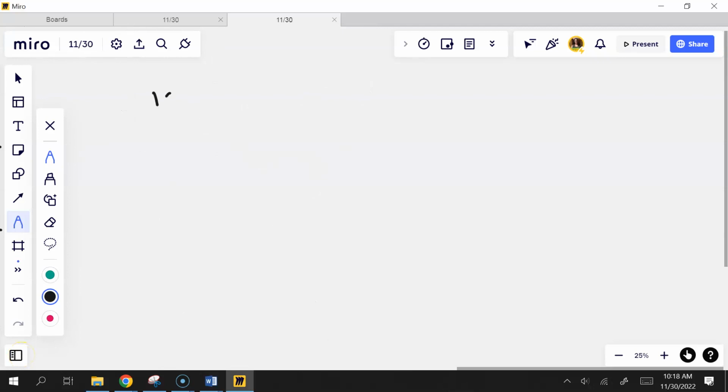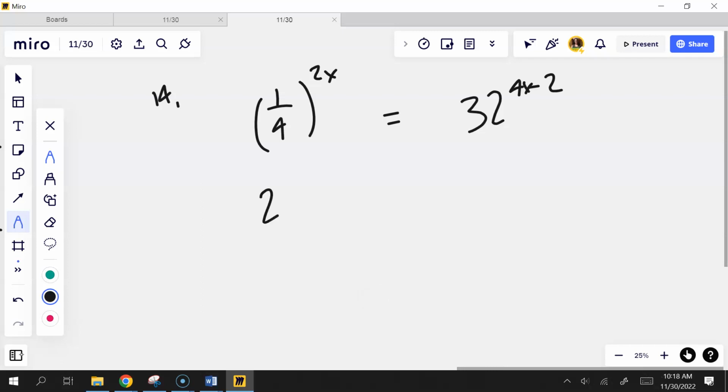I ran the Rolex. 14. 1/4 to the 2x. 32 to the 4x minus 2. What's my base? 2. Negative 2 on this one. 5 on this one.